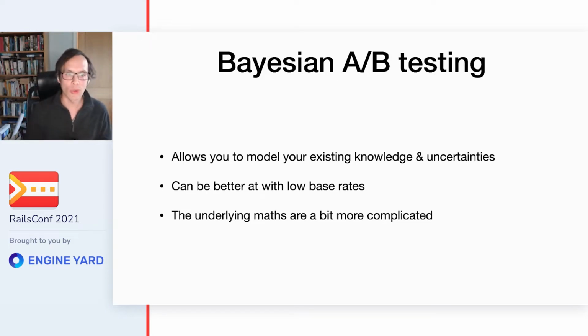Everything else that follows in this talk applies nearly equally to both classical and Bayesian A/B testing. So in theory, we know what an A/B test is now. We've gone through some basics. What can go wrong?